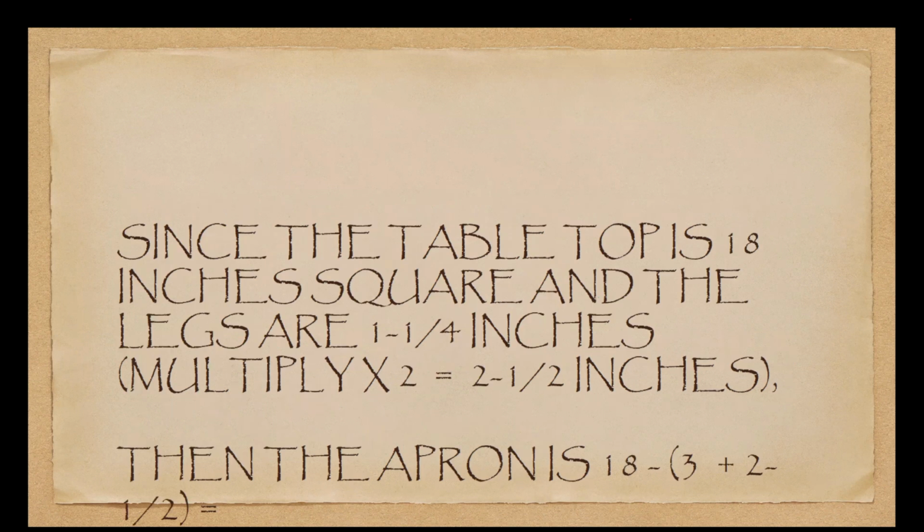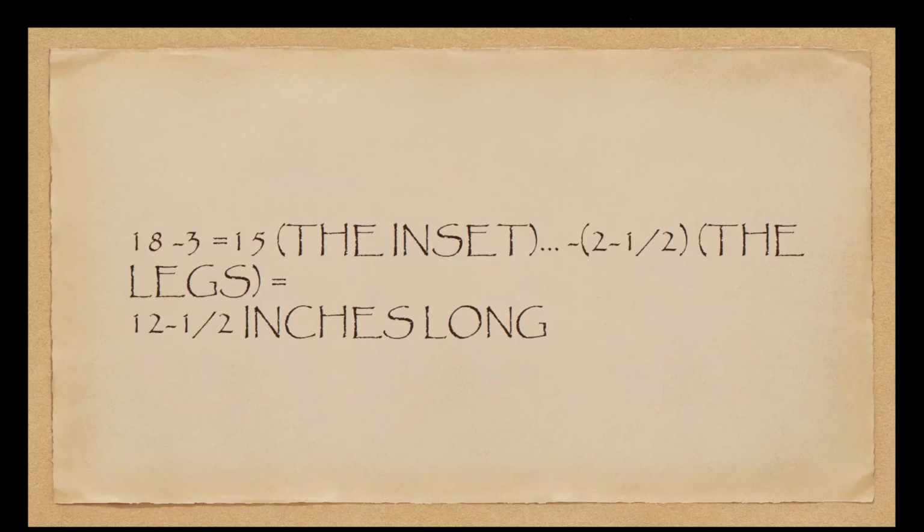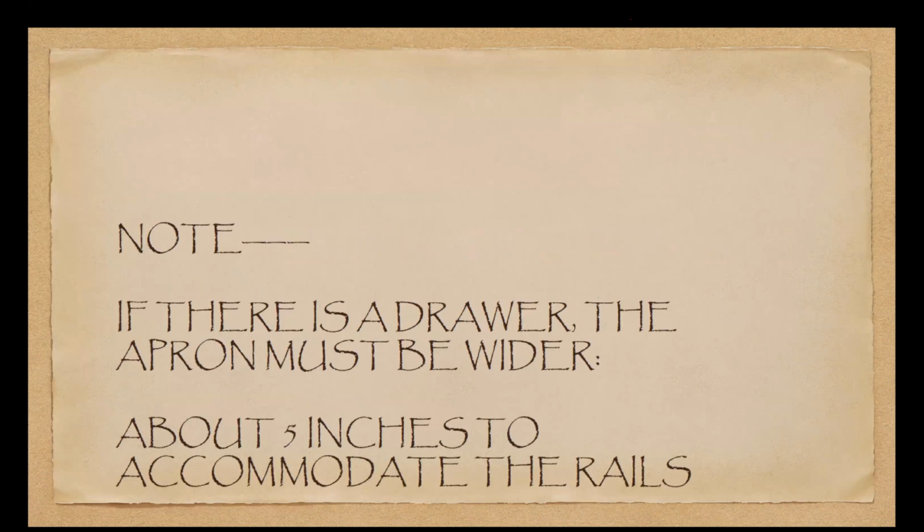Since the tabletop is 18 inches square and the legs are going to be 1 1/4 inches, then we multiply 2 times 1 1/4 to get 2 1/2 inches. We consider the 3 inches of the inset from the 18-inch total square size of the table, so that the total number is 18 minus 3 equals 15 minus 2 1/2, and that equals 12 1/2 inches long for the apron.